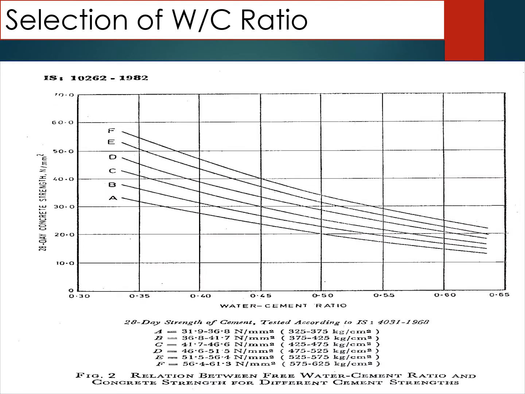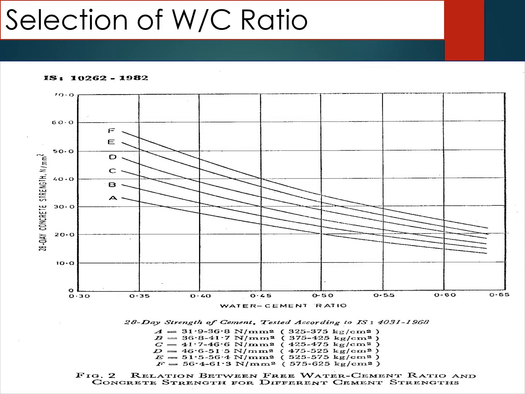So this is figure 2, showing you on the x-axis the water cement ratio and on the y-axis the 28 days compressive strength. For each grade, like for M30, you know this is the compressive strength at 28 days. And if your type of cement is A, B, C, D or F, say the type of cement is B, then the corresponding water cement ratio considered should be somewhere between 0.4 and 0.45.